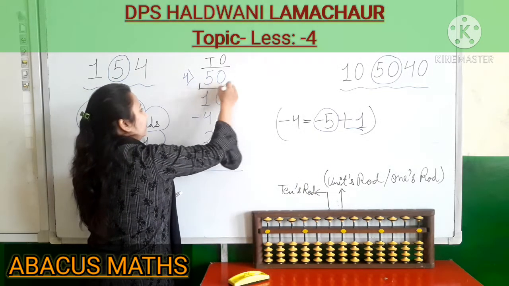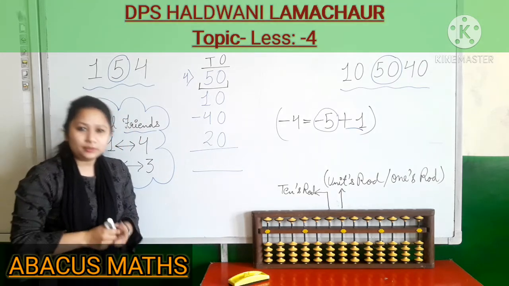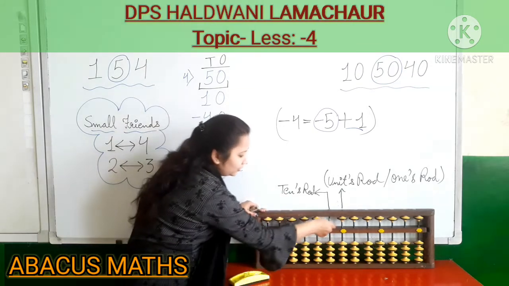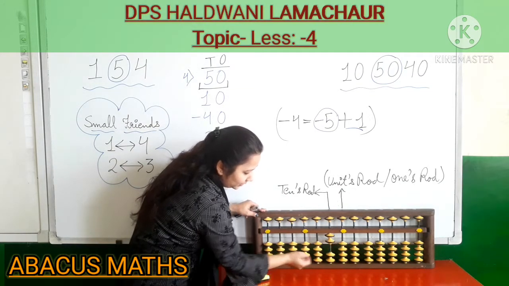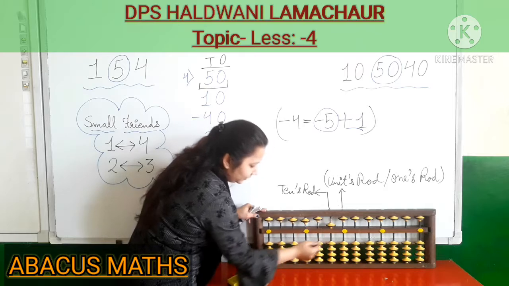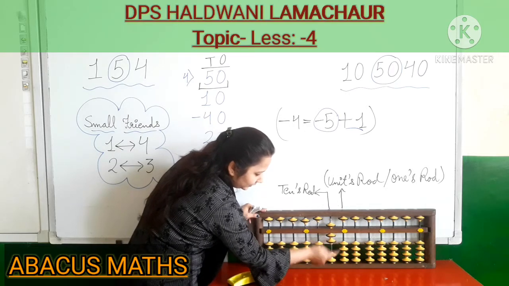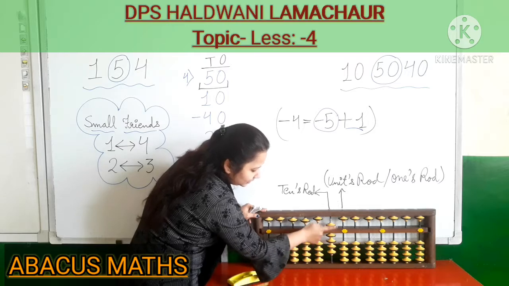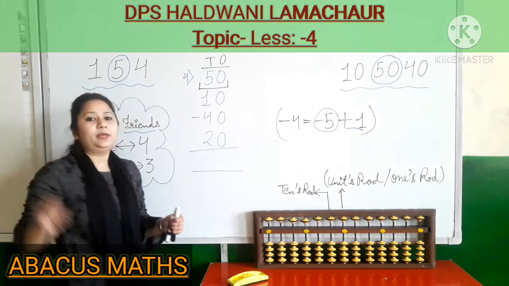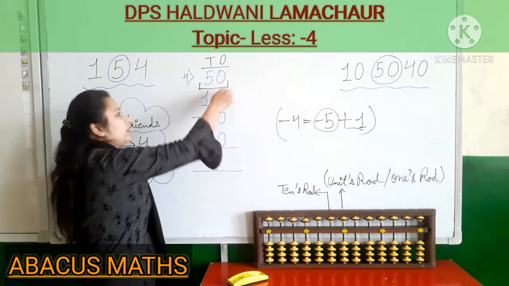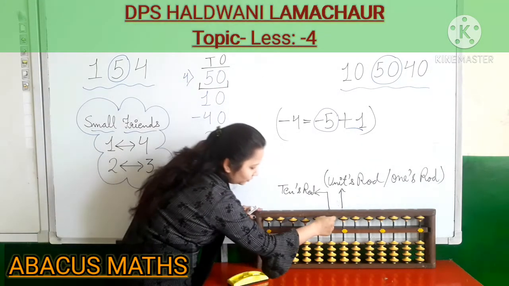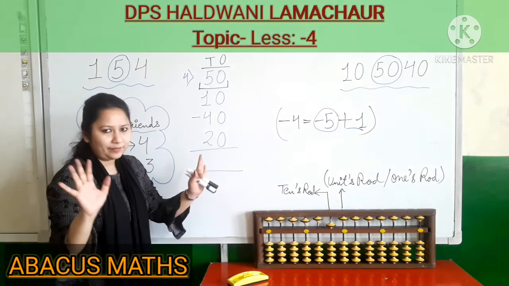Now see kids, 50. Now I have told you that this 10's rod upper bead value is 50. See, 10, 20, 30, 40. This upper bead value is 50, then 60, 70, 80 and 90. See 50, 60, 70, 80, 90. So this is 50. So we will put it directly in the 10's rod because all the 1's row digits are 0. Now first of all add 50. So 50 in 10's rod. And directly we have added 50.